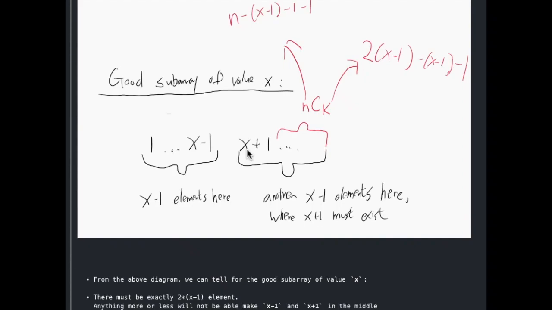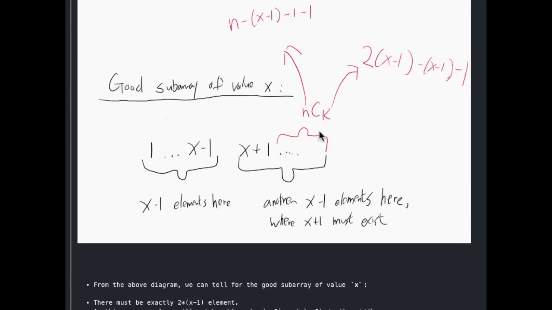So for the remaining part, what is the length of this segment? That will be 2 times x minus 1, because that's the length of the whole subarray, minus x minus 1, which is the length of this fixed subarray, and then minus 1 again for this x plus 1. So we still have to choose something for this red segment. So what can we choose? Well, basically we can choose anything that does not exist in here. So n minus x minus 1 for this segment, and then minus 1 again for the x plus 1, and then minus 1 again.